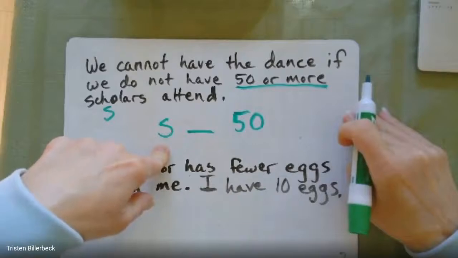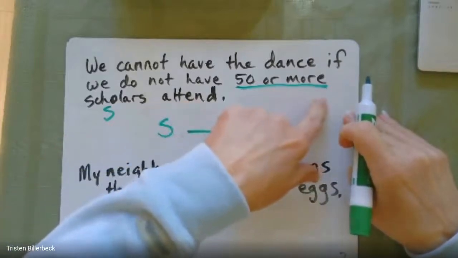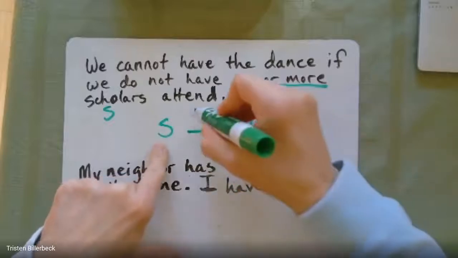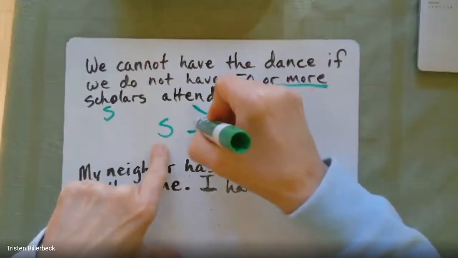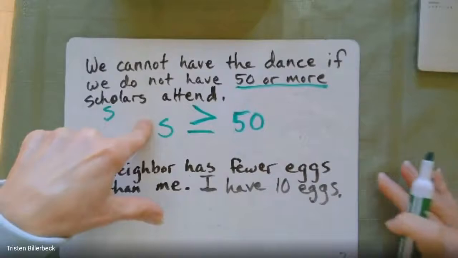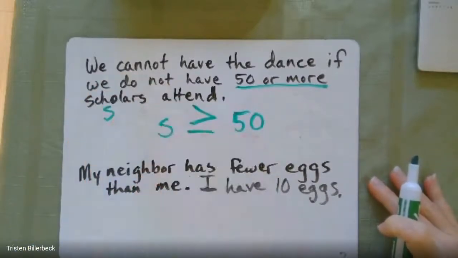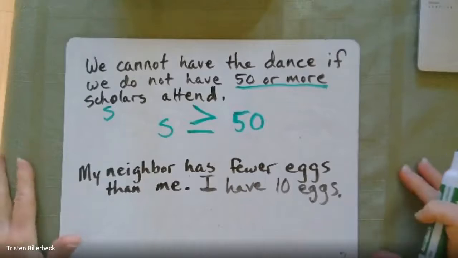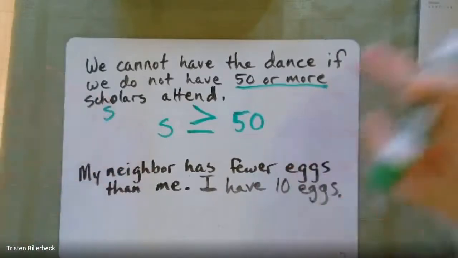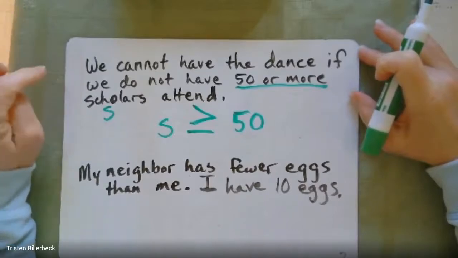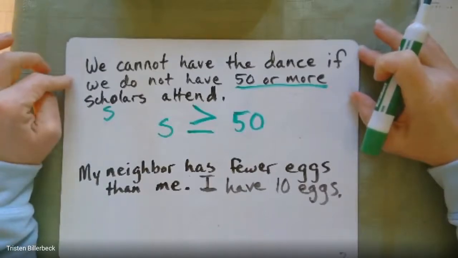Okay, can we have 100 here? 50 or more. 100, does it work? I think it does. So it looks like we can have a greater sign here because 100 works. So 100 is greater than or equal to 50. Yeah, that works. So we did a little shorthand for saying we cannot have the dance if we do not have 50 or more scholars attend.